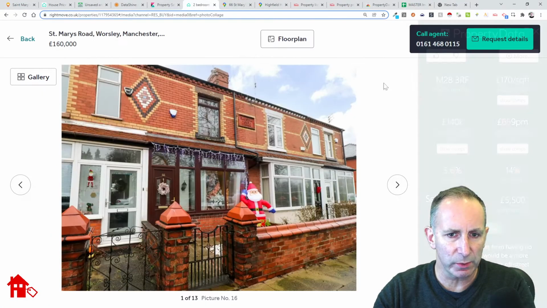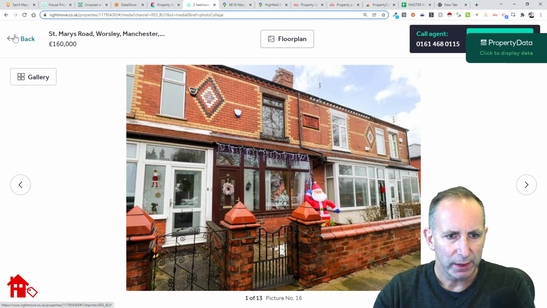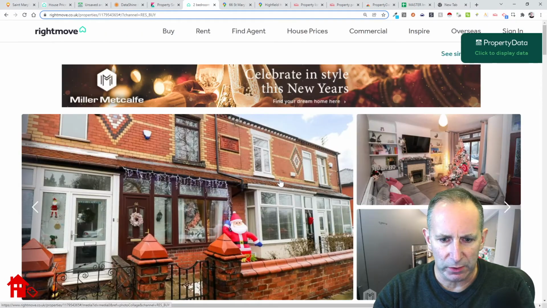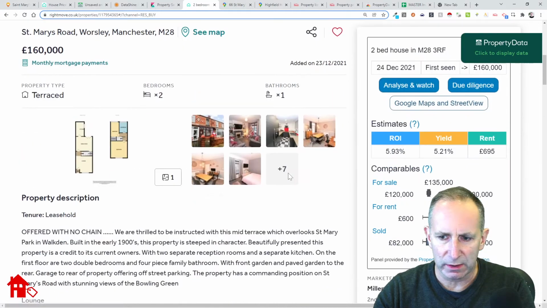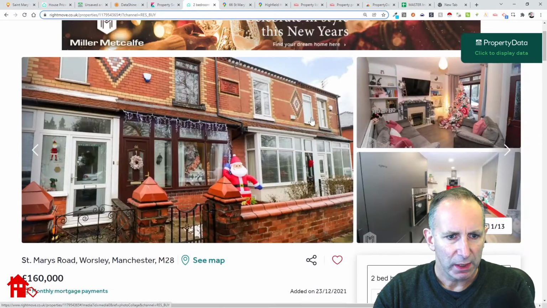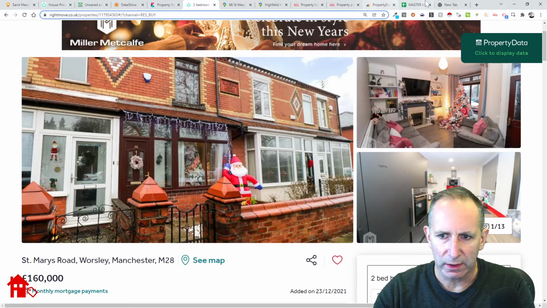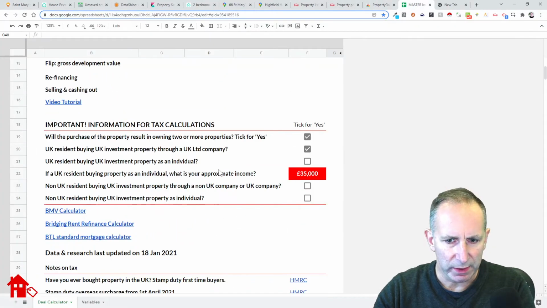So let's just quickly do an example. This is the one in St. Mary's Road. Let's say that the rent is going to be 725, it's £160,000, and it's in M28. So let's just run the numbers in here.